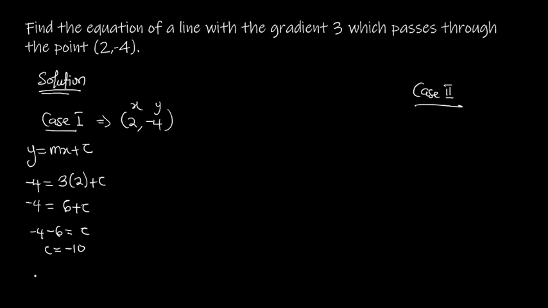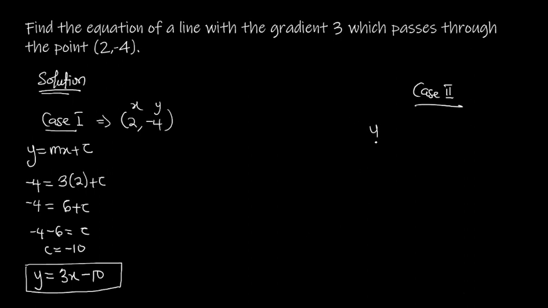So I can now substitute that back into the equation. My equation will now be y is equal to mx plus c, where m, which is the gradient, is 3x, and my constant c is -10, so it becomes -10. So this becomes my equation of the straight line.